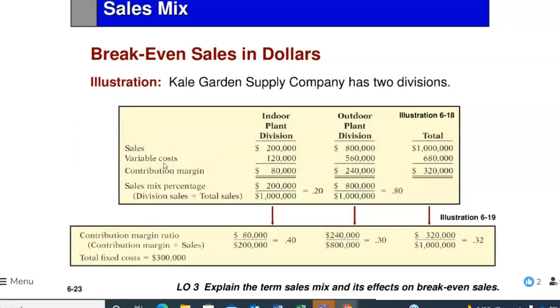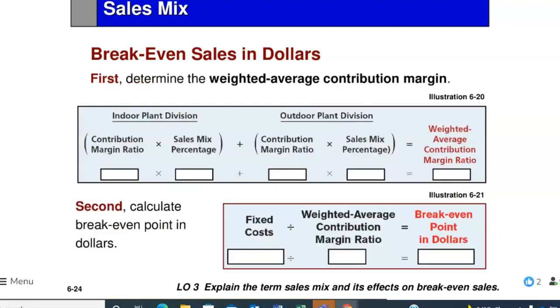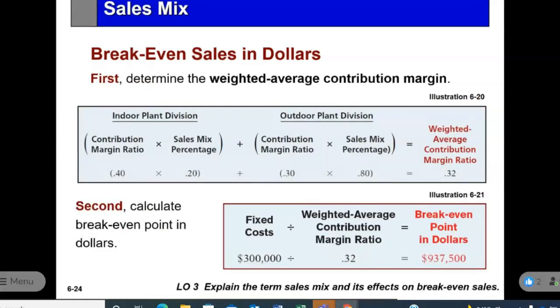I take the fixed costs and I go back. In the problem they should have told us the fixed costs. Oh yeah, right here, total fixed cost 300,000. So I take the fixed cost and divide it by the weighted average contribution. I get total sales dollars of 937.5. Now that's a combination of both indoor and outdoor.